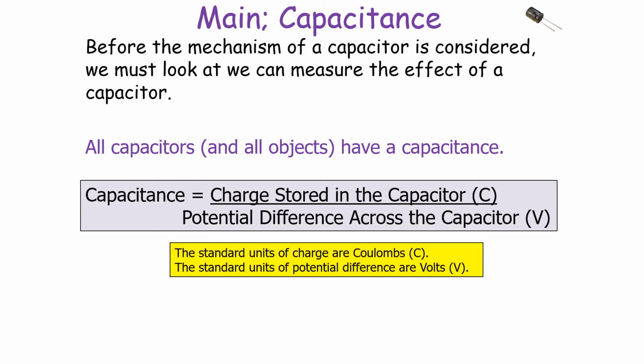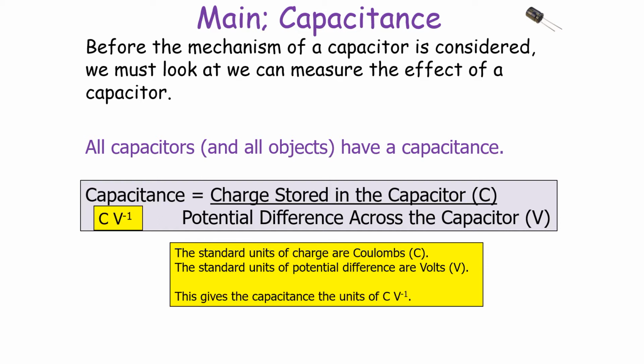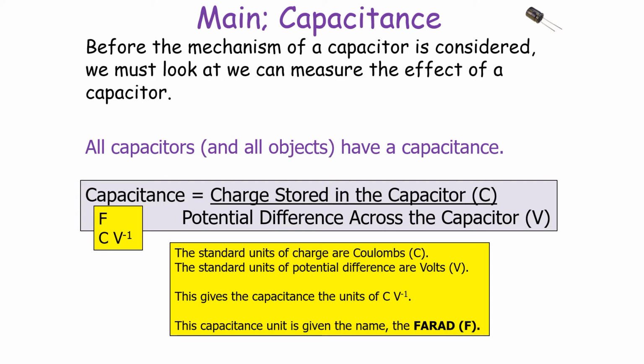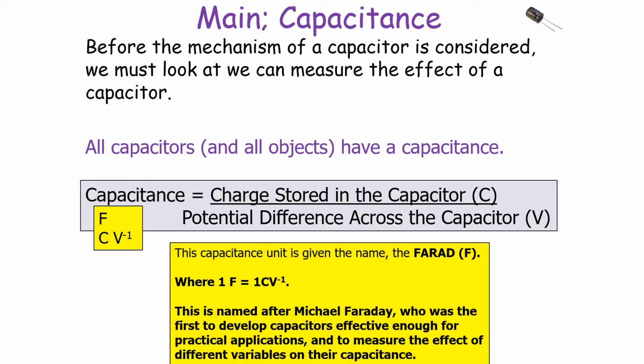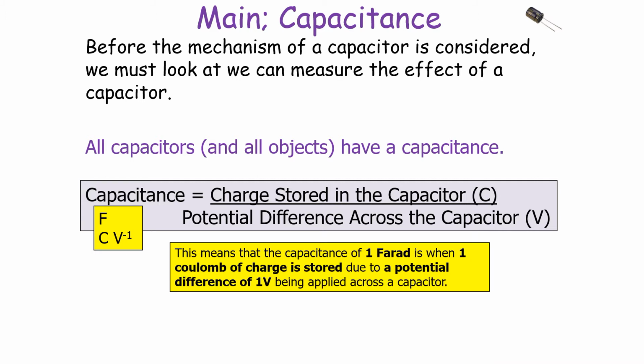Now we have our units of charge to be coulombs, our units of potential difference to be volts, so therefore our units of capacitance are coulombs per volt, and we can also give this a name of a farad. So 1 farad is 1 coulomb per volt, and this is named after Michael Faraday, who was the first scientist to develop capacitors effective enough for practical applications and to measure the effect of different variables on their capacitance. So this means that a capacitance of 1 farad is when 1 coulomb of charge is stored due to a potential difference of 1 volt being applied across a capacitor.